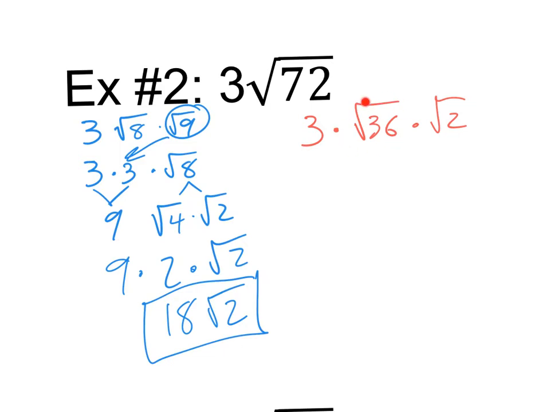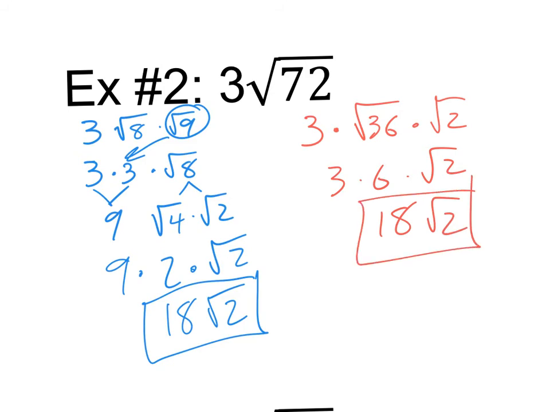Well, that you should recognize. What is the square root of 36? It's 6. And so you could just go, okay, well, this is simply 3 times 6 times the square root of 2. 3 times 6 is 18. And we have 18 square root of 2 or 18 root of 2. Boom. Notice we got the same thing. It doesn't really matter how we break it down. The point is that we just have to keep breaking down the numbers until it doesn't break down anymore.